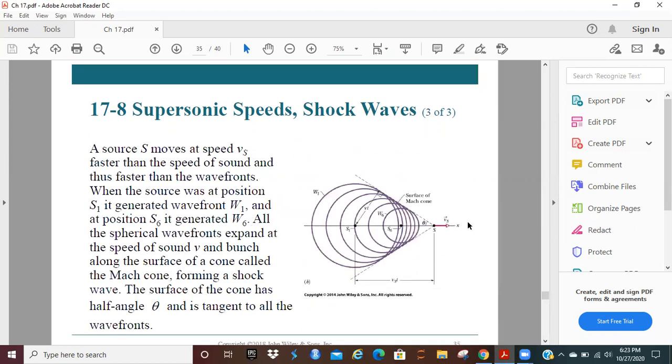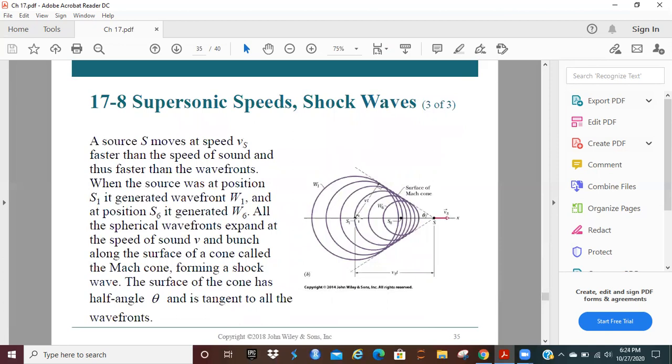So you've got something that's traveling this fast. A source moves at a certain speed, faster than the speed of sound, and thus faster than the wavefronts. When the source was at position S1, it generated wavefront W1, and at position 6, it's generating W6. All these spherical wavefronts expand at the speed of sound and bunch along the surface of the cone called the Mach cone, forming a shock wave. The surface of the cone has a half angle, theta. In other words, the full angle is one thing, but that half angle is referred to as theta and is tangent to all of the wavefronts.